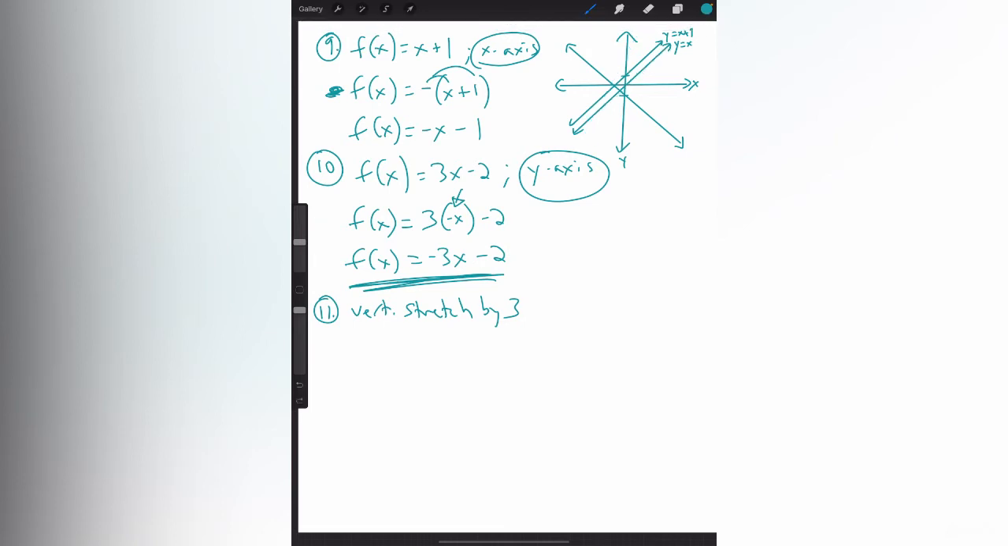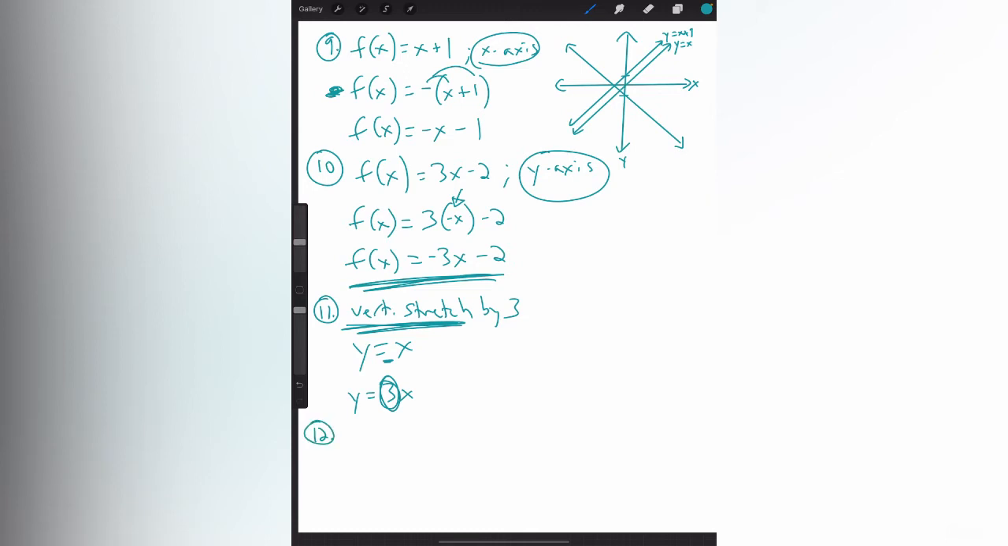So how do we make a vertical stretch by 3? Well, what we would do is we would just put 3 outside of our parent function. And in this case, our parent function is y equals x. And it's saying we're stretching it by 3. So a vertical stretch, you would just say y is equal to 3x. And that's how we would stretch it vertically, by putting a 3 out in front of whatever the parent function is. That's a vertical stretch.